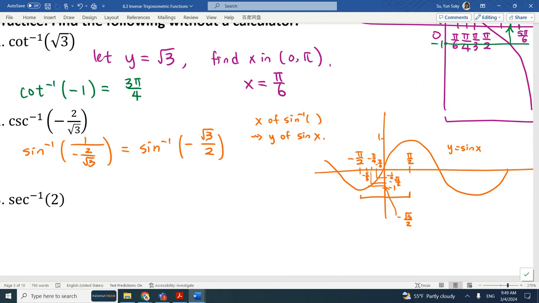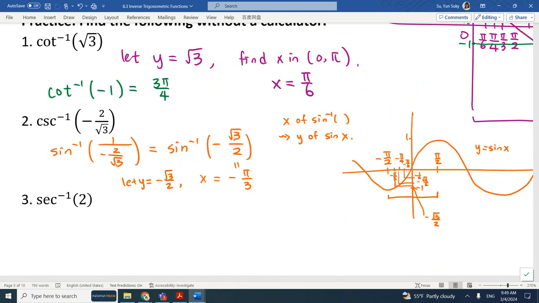So therefore, negative root 3 over 2 corresponds to, what's your x? Yeah, x is negative pi over 3. So we let y be negative root 3 over 2, and we get x is negative pi over 3. So the inverse sine of negative root 3 over 2 is equal to negative pi over 3. Okay, everybody? So this is how we find the inverse cosecant values.